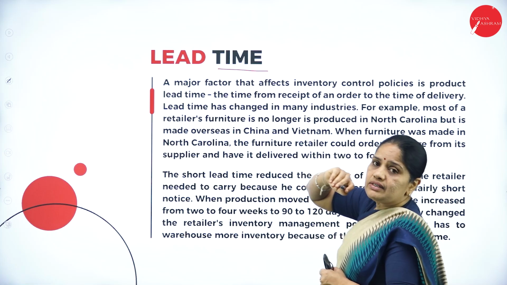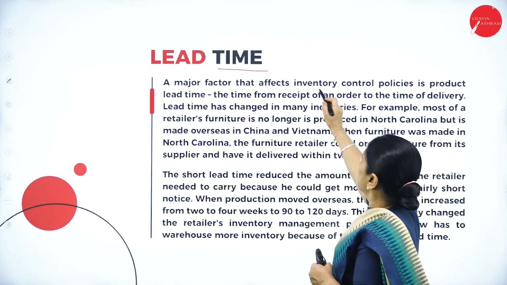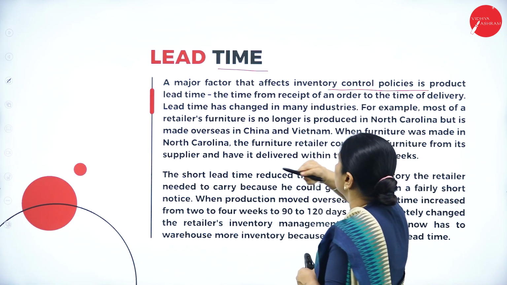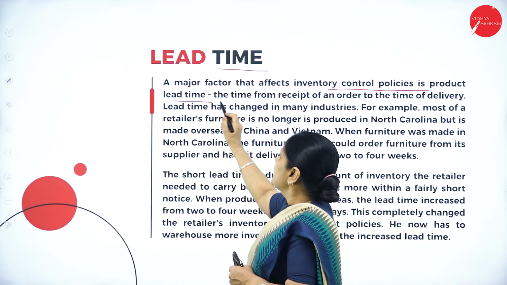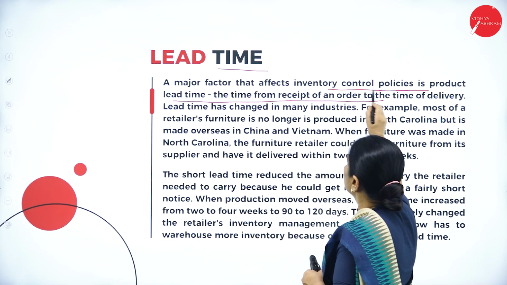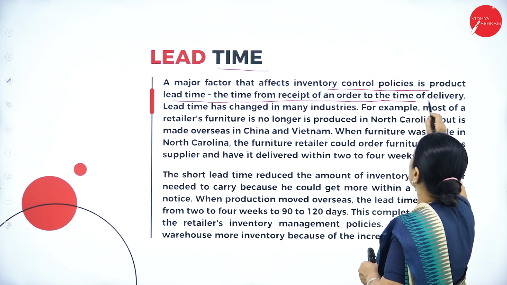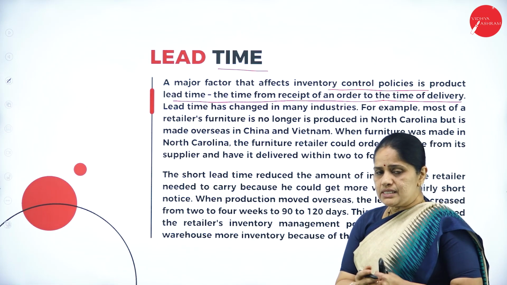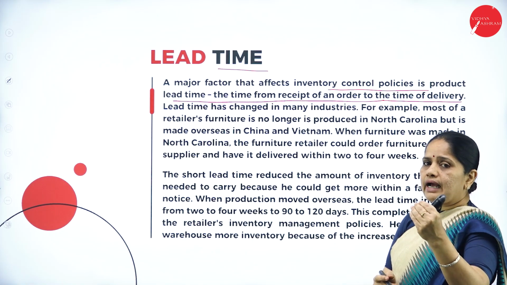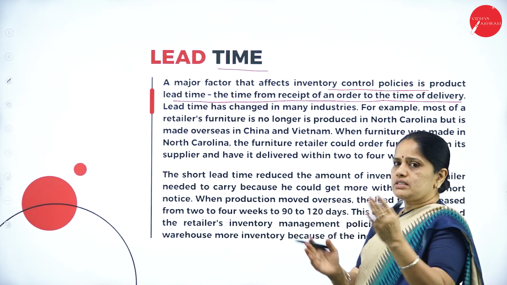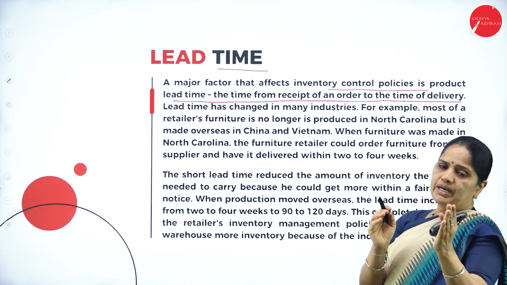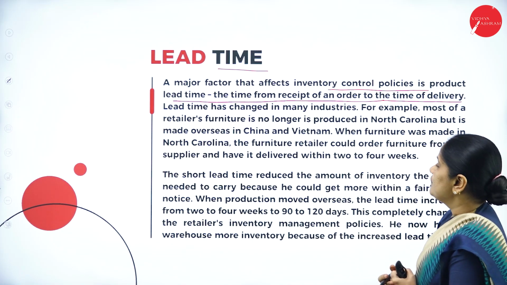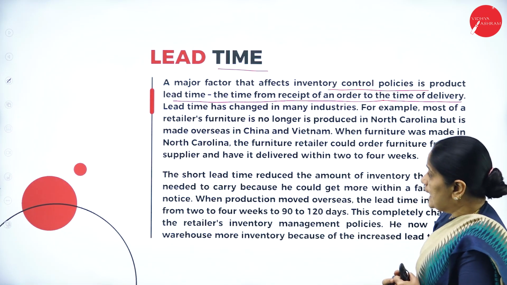Now, what is the lead time? A major factor that affects the inventory control policy is the product lead time. That is, the time from the receipt of an order to the time of delivery. So, lead time means you are placing the order and you are receiving the order. What is the time span between the placement of the order and the delivery of the order? That we call the lead time.